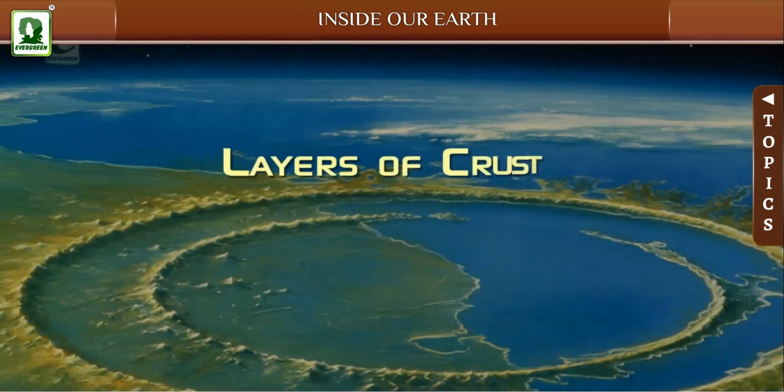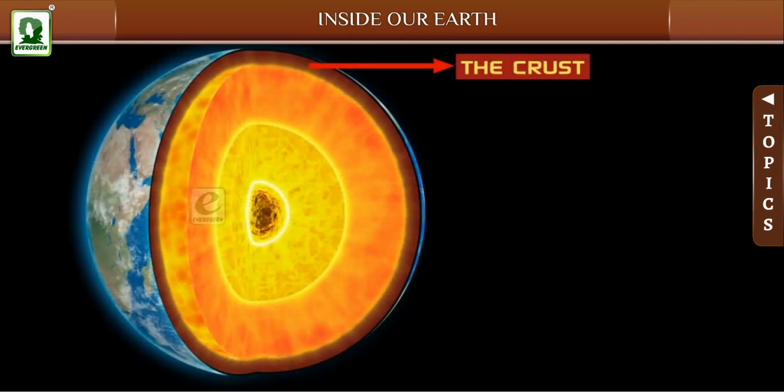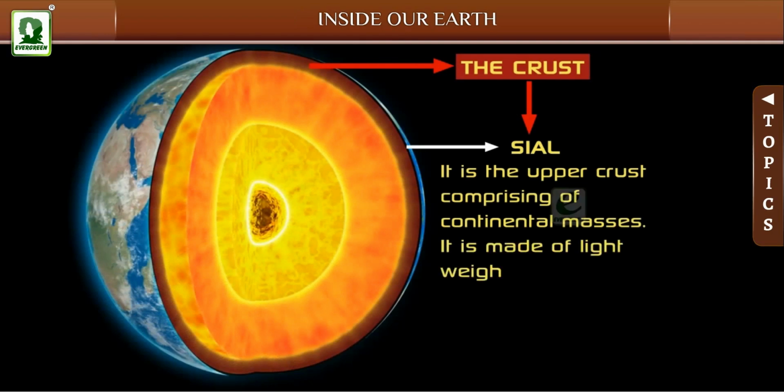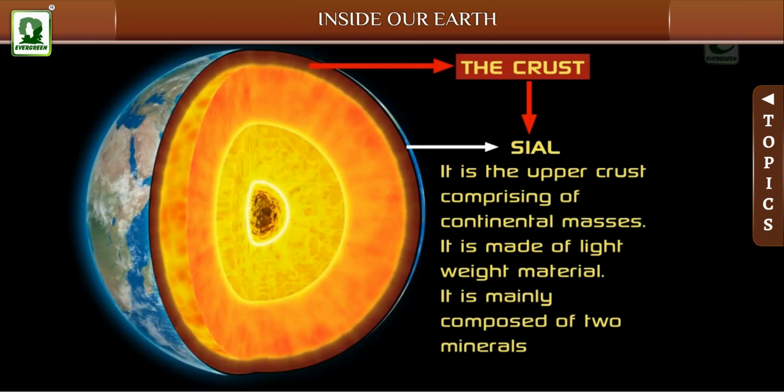Layers of crust. The crust has two distinct layers. Sial. It is the upper crust, comprising of continental masses. It is made up of lightweight material. It is mainly composed of two minerals, silica, Si, and aluminum, Al.